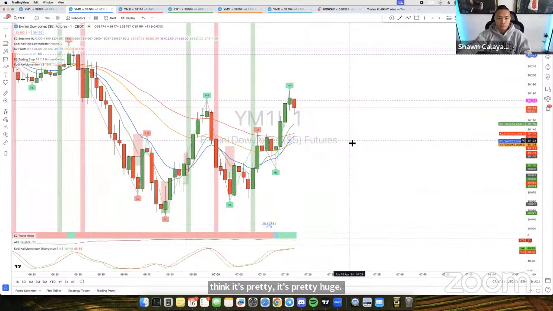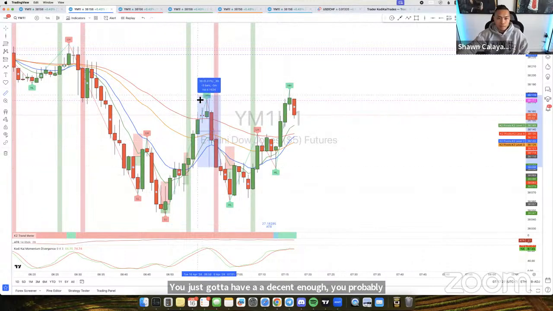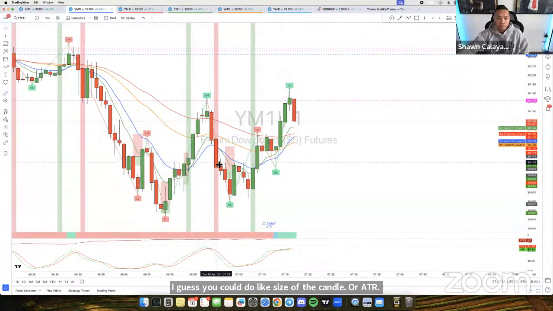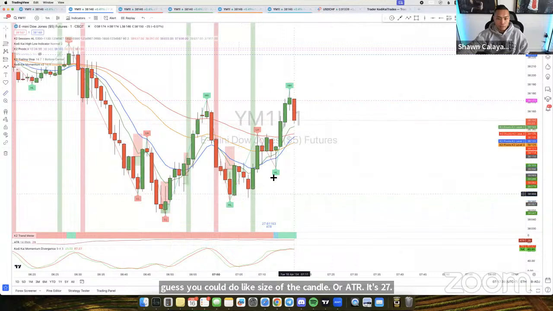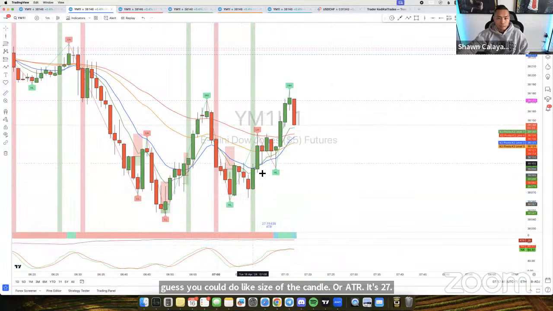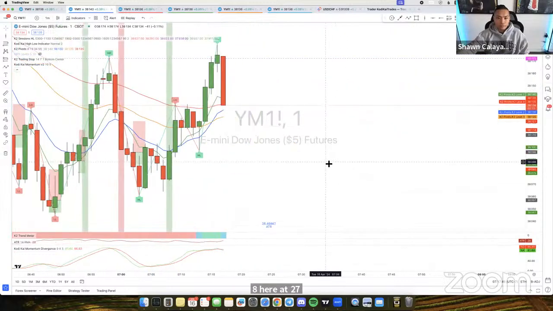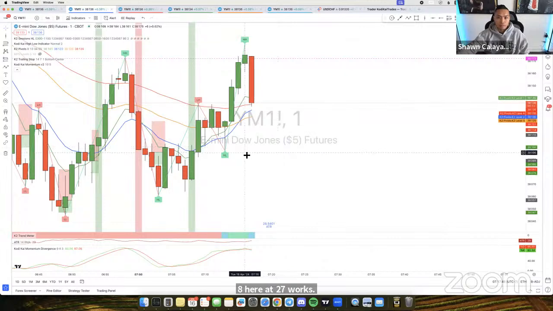It's just straight momentum. You probably would have to use some sort of risk management system. You see, because this is too far out, 75. I guess you could do size of the candle or ATR. ATR is 27. Take the entry there, 27 works. ATR right here, 27 works. Yeah, there's a lot of different ways here to use it.